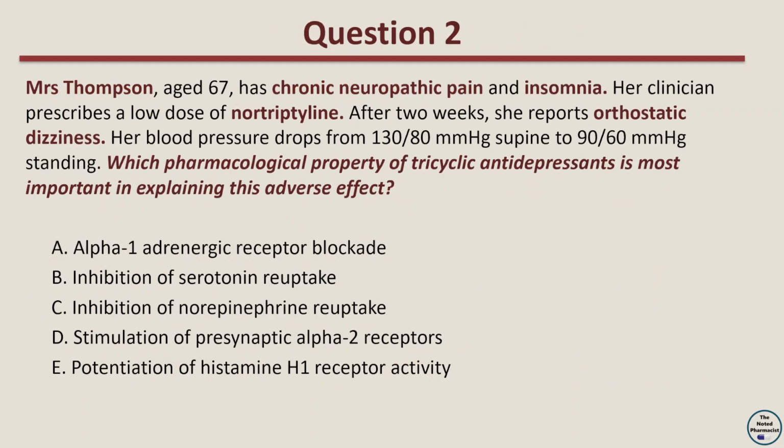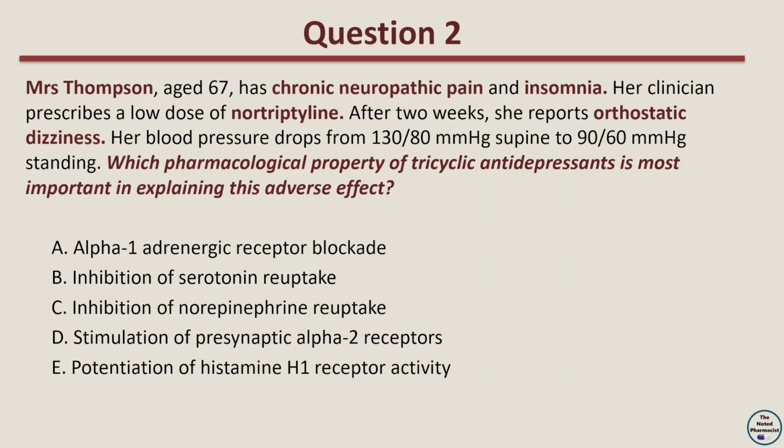Question 2. Mrs. Thompson, aged 67, has chronic neuropathic pain and insomnia. Her clinician prescribes a low dose of nortriptyline. After 2 weeks, she reports orthostatic dizziness. Her blood pressure drops from 130 over 80 mm of mercury supine to 90 over 60 mm standing. Which pharmacological property of tricyclic antidepressants is most important in explaining this adverse effect?